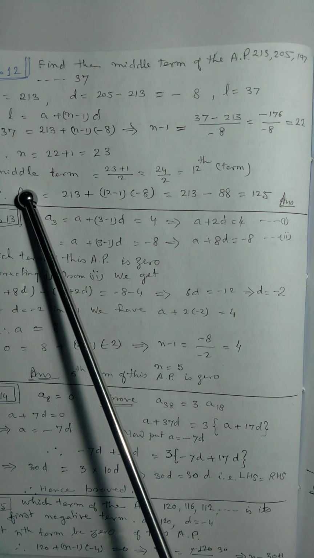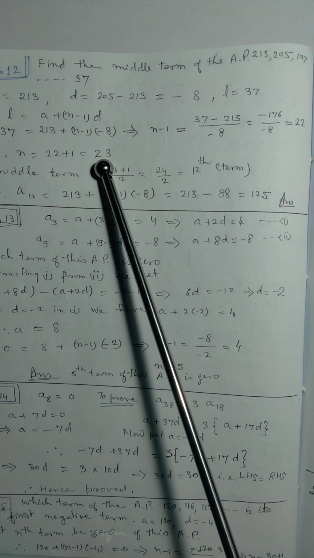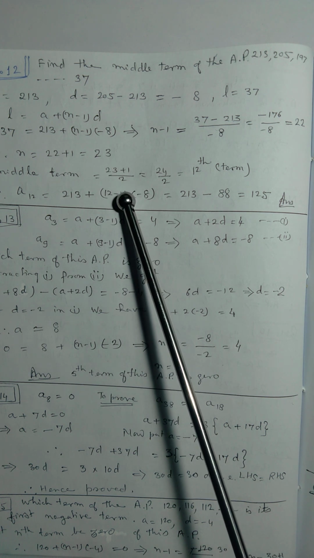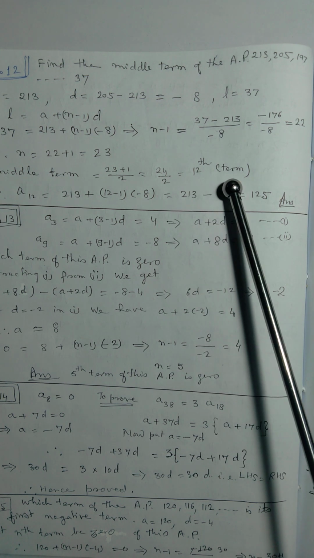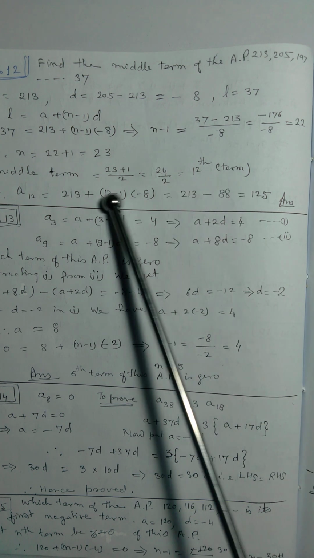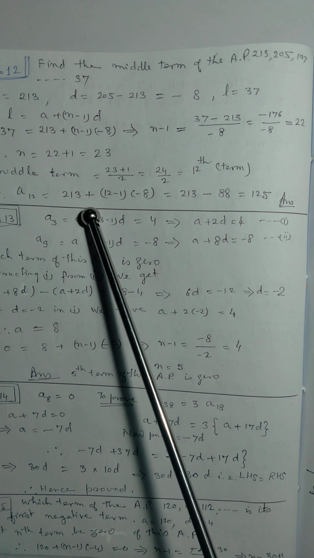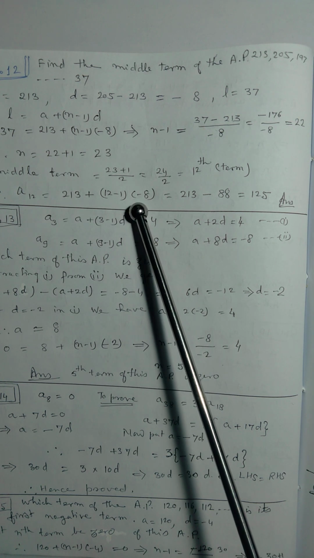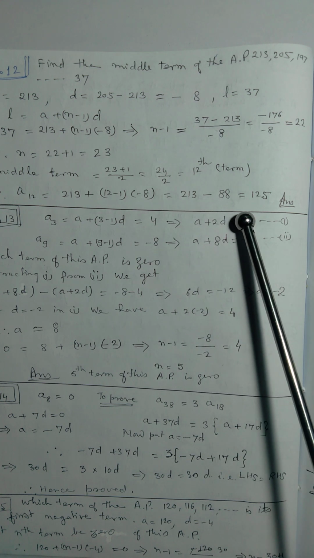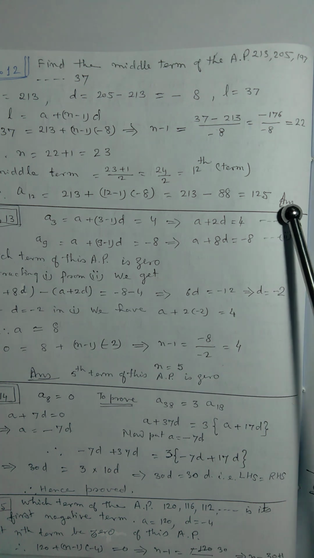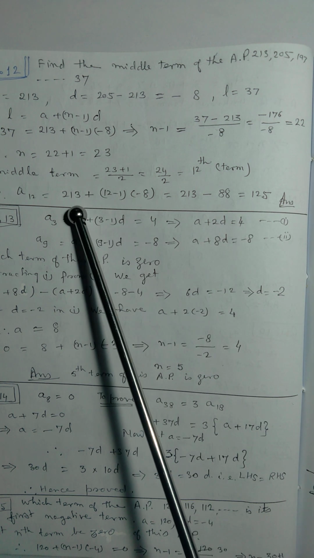Now in order to find the middle term, 23 is an odd number, so 23 plus 1 whole divided by 2, that is 24 divided by 2, so the 12th term will be the middle term. Now we find the 12th term, that is 213 plus 12 minus 1 into minus 8. Solve it: 213 minus 88 is equal to 125. So this will be the answer of question number 12.